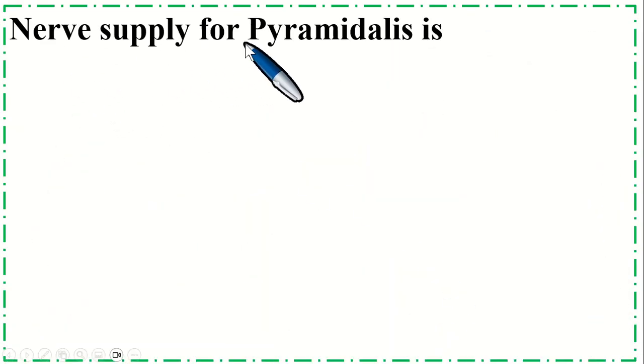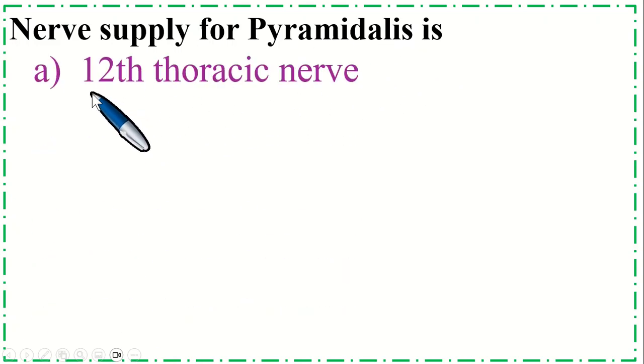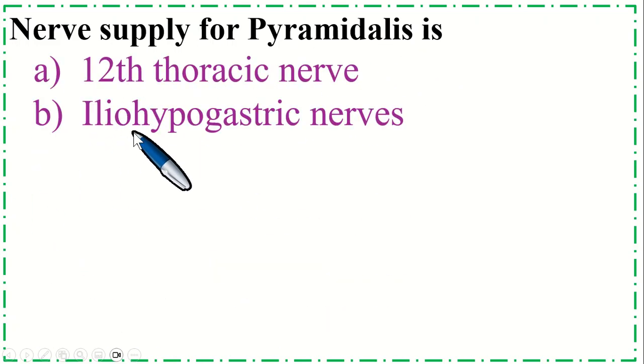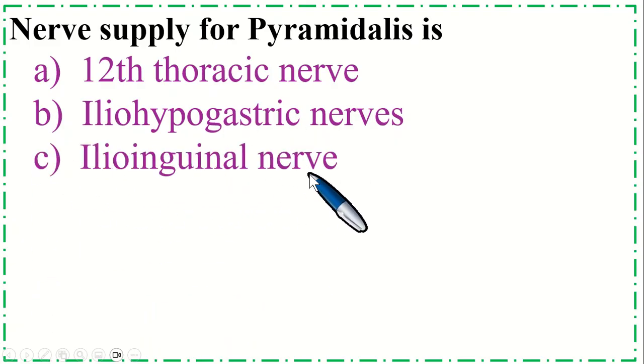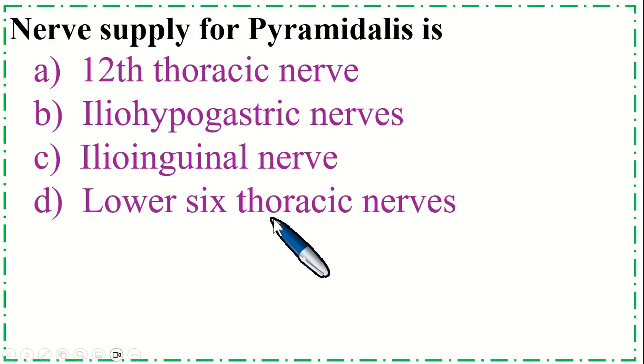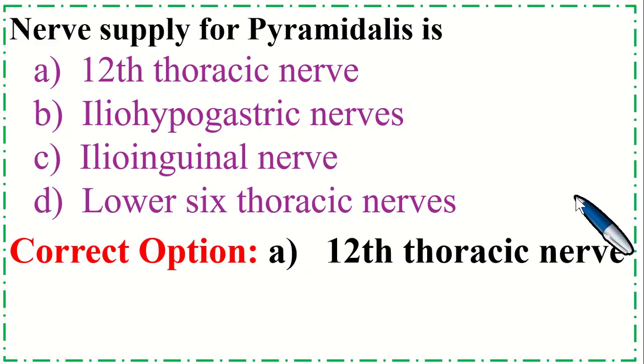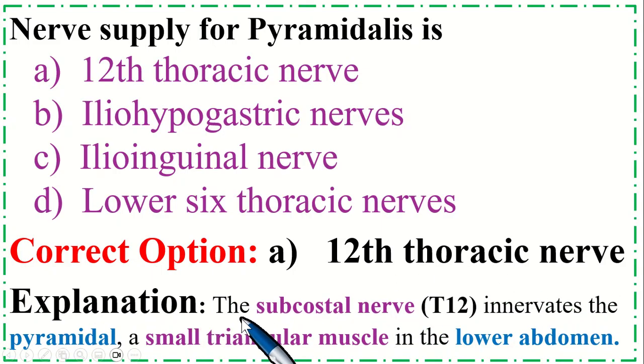Nerve supply for pyramidalis is option A, 12th thoracic nerve, B, iliohypogastric nerve, C, ilioinguinal nerve, and option D, lower 6 thoracic nerve. So the correct option is A, 12th thoracic nerve. The explanation is the subcostal nerve T12 innervates the pyramidalis, a small triangular muscle in the lower abdomen.